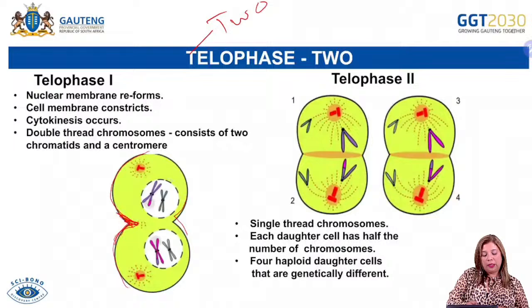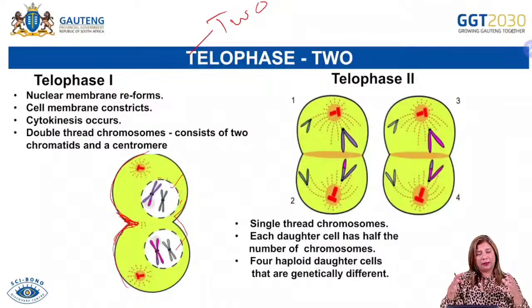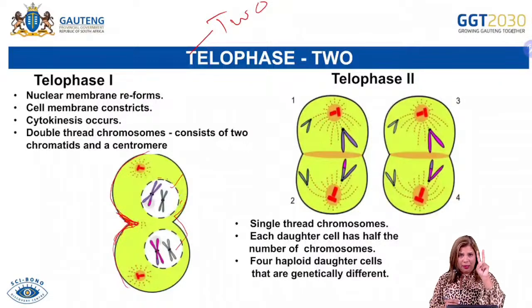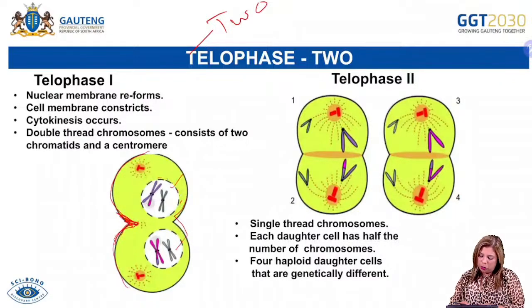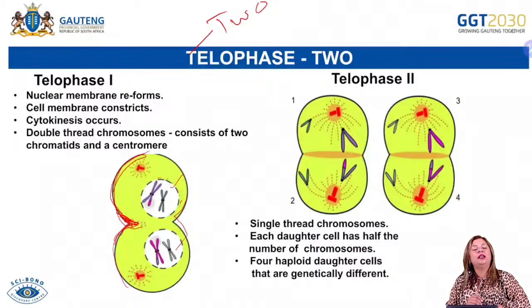I can also see that there is a nuclear membrane there. There's 2 nuclear membranes, and I can see that the cell is starting to divide into 2. One cell is going to be dividing into 2. So let's see what it says. The nuclear membrane reforms. The cell membrane constricts. There we saw it. The cell membrane constricts, and cytokinesis occurs. Now, what is cytokinesis?